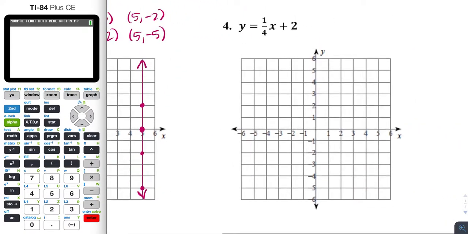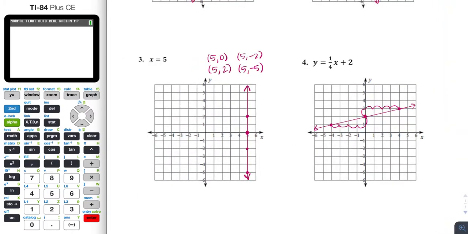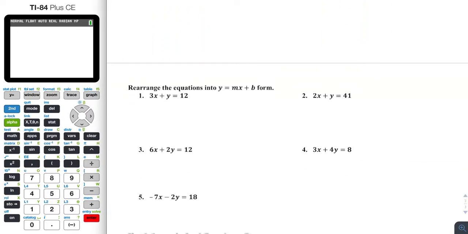Moving on to number 4. So we're going to plot our y-intercept of +2. Our slope is 1 over 4, so that means we're going to go up 1, and we're going to go to the right 4. From our y-intercept, we can also go opposite, so we can go down 1 and to the left 4, just following that same pattern. So now we have 3 points that we can connect, and that is what our graph looks like.